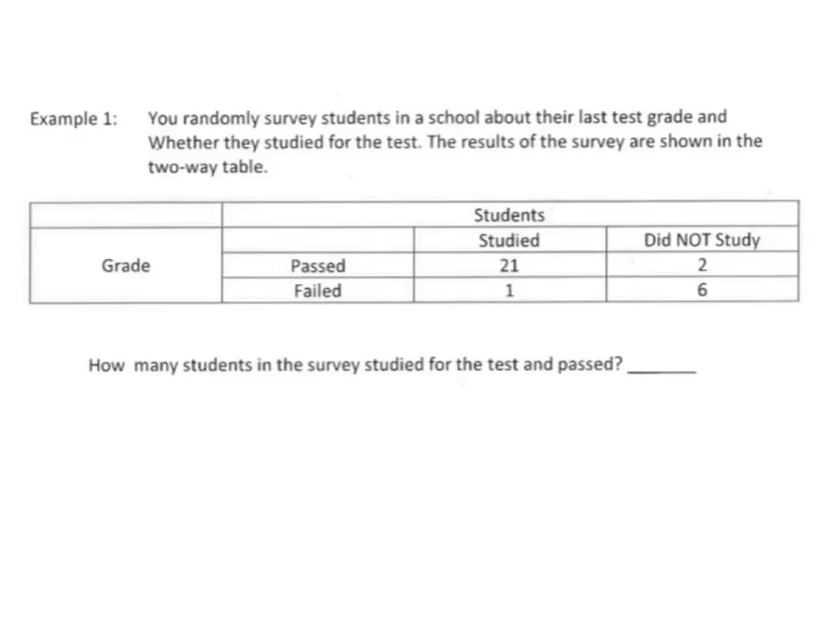So let's go ahead and look at example number 1. You randomly survey students in a school about their last test grade and whether they studied for the test. The result of the survey is shown below. And then let's go ahead and answer the question, how many students in the survey studied for the test and passed? So go ahead, pause, answer that question, and then come back to me. So it's studied for the test, and then also passed. That number is 21.